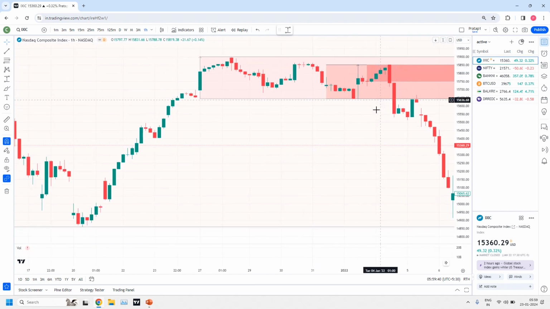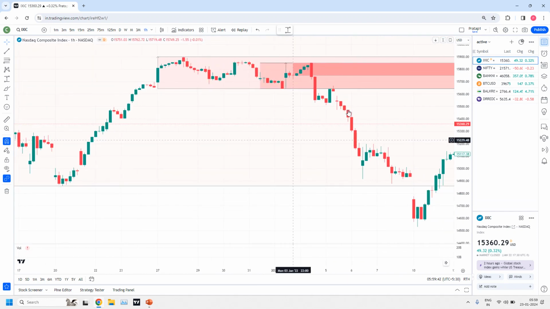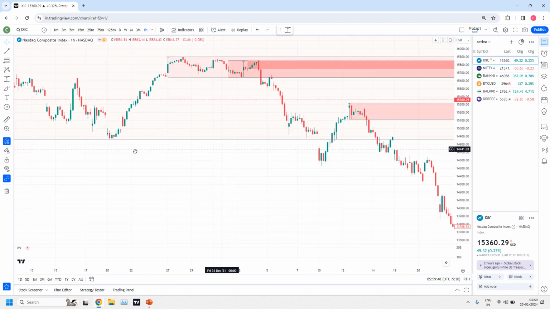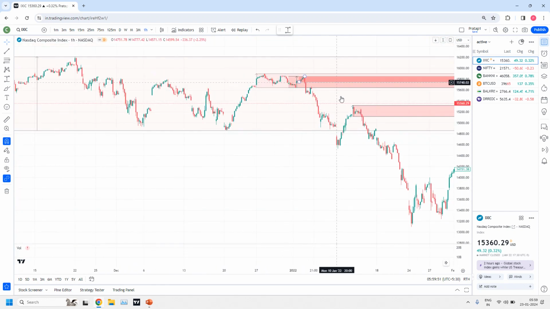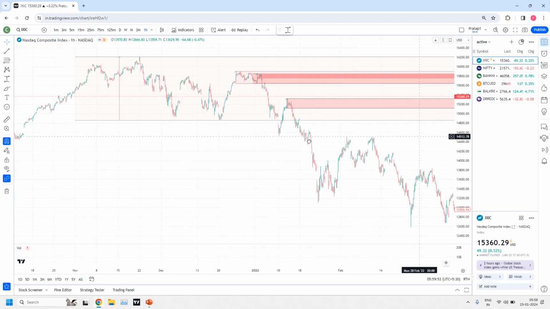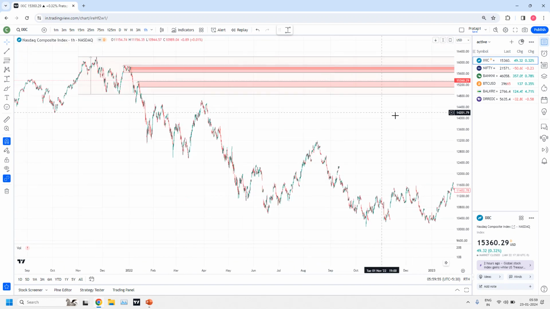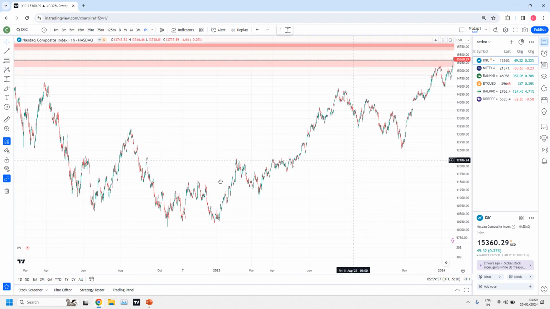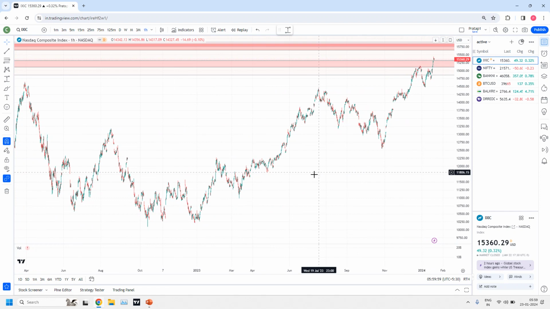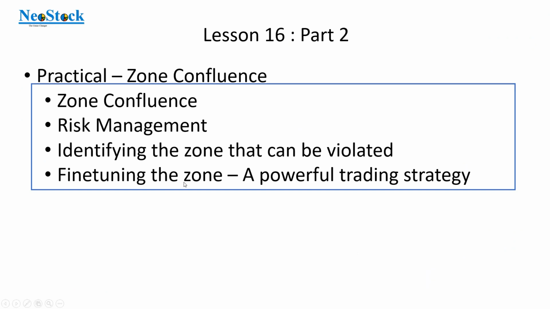So this is the way you can draw. Maybe from where prices will turn, maybe from the daily it may turn, or maybe after reaching 1 hour it may turn. It's all depending on the order flow inside this zone. But how we are fine tuning, that is very important. Fine tuning is the approach, the trading approach. Fine tuning the zone is a powerful trading strategy.